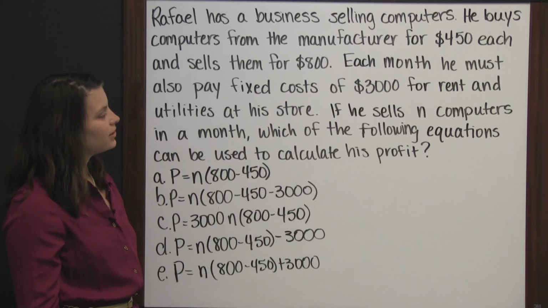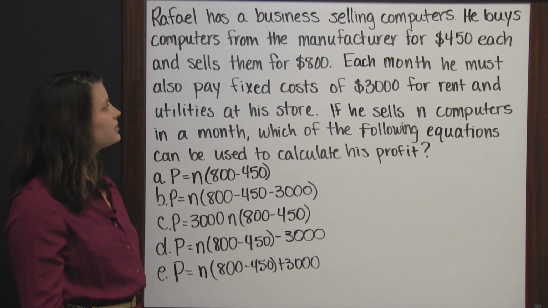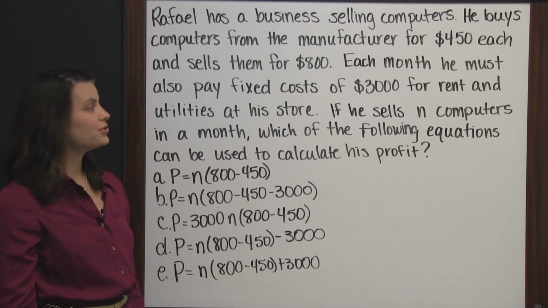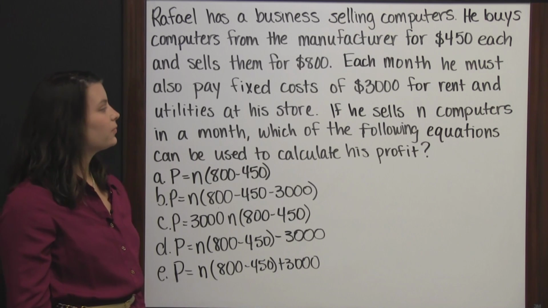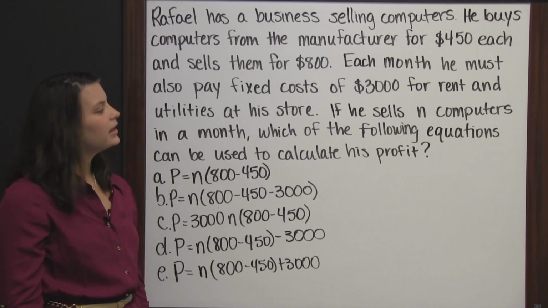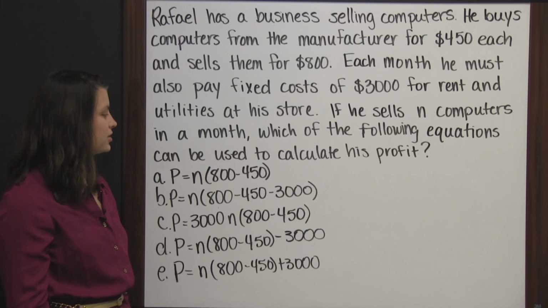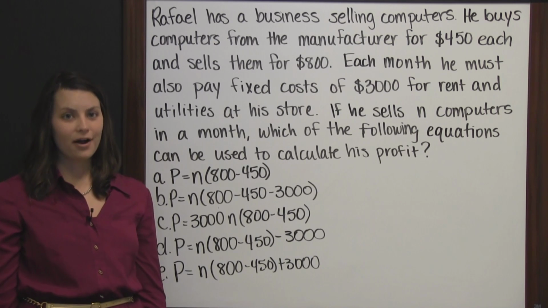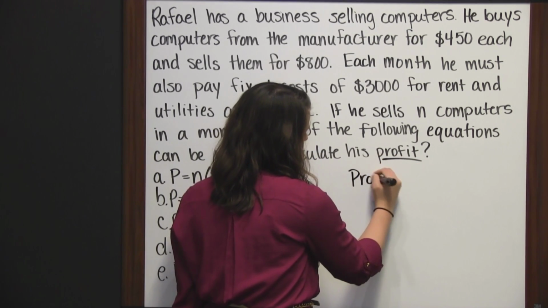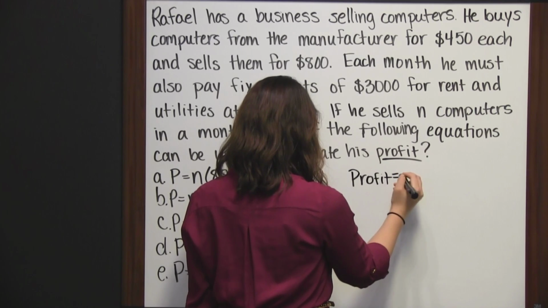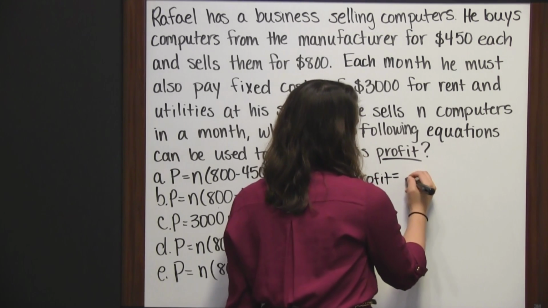Raphael has a business selling computers. He buys computers from the manufacturer for $450 each and sells them for $800. Each month he must also pay fixed costs of $3,000 for rent and utilities at his store. If he sells n computers in a month, which of the following equations can be used to calculate his profit? Profit is found by subtracting the money you spend from the money you earn.